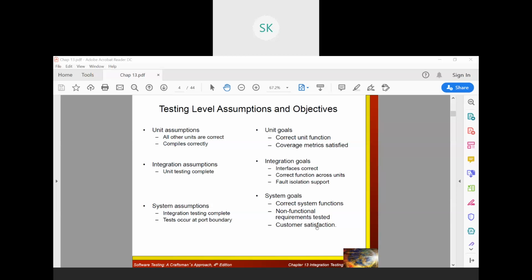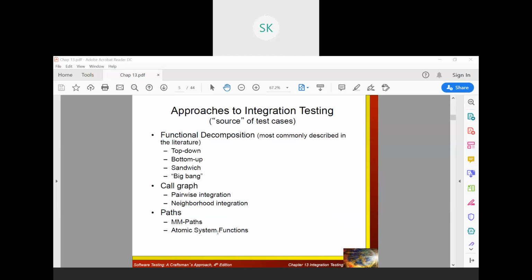Next, the customer should understand what all the plans are that they have and what all the things are that they are getting. It should be visible enough to the customer, and he should be satisfied enough to book his hostel room. That's what it will be with respect to this particular system's assumptions and goals. Next, we'll go with the approaches to integration testing.